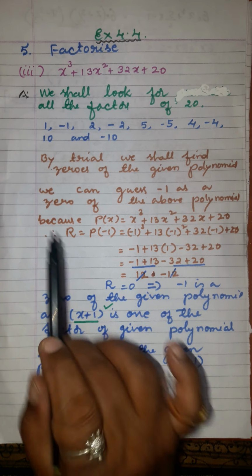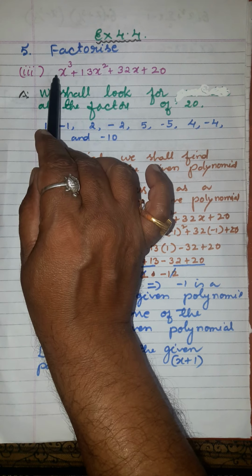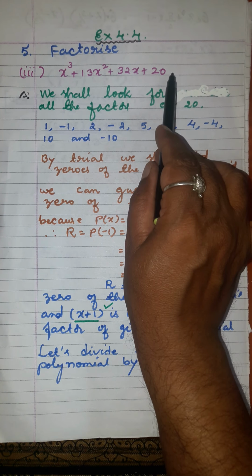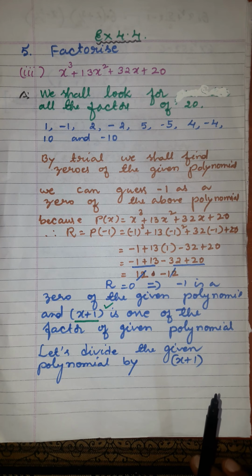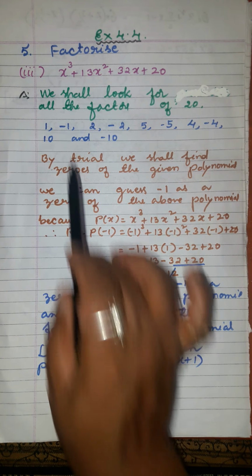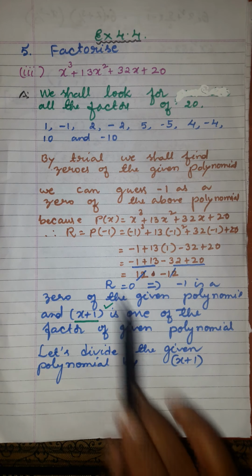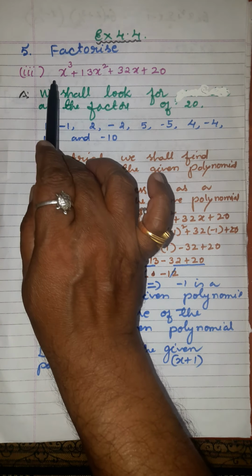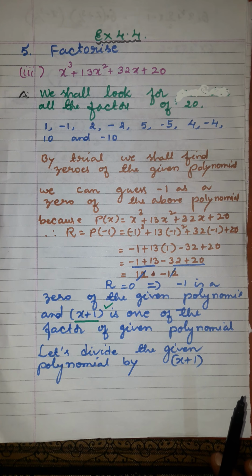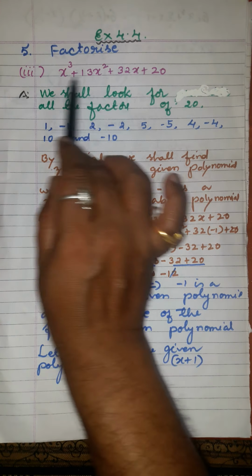So, dear children, when we have more factors, it becomes very difficult for us to guess which are the probable zeros of this polynomial, that is, the value for which this polynomial gives the result 0. So, at least we can guess either 1 or minus 1 as the zeros of the above polynomial.